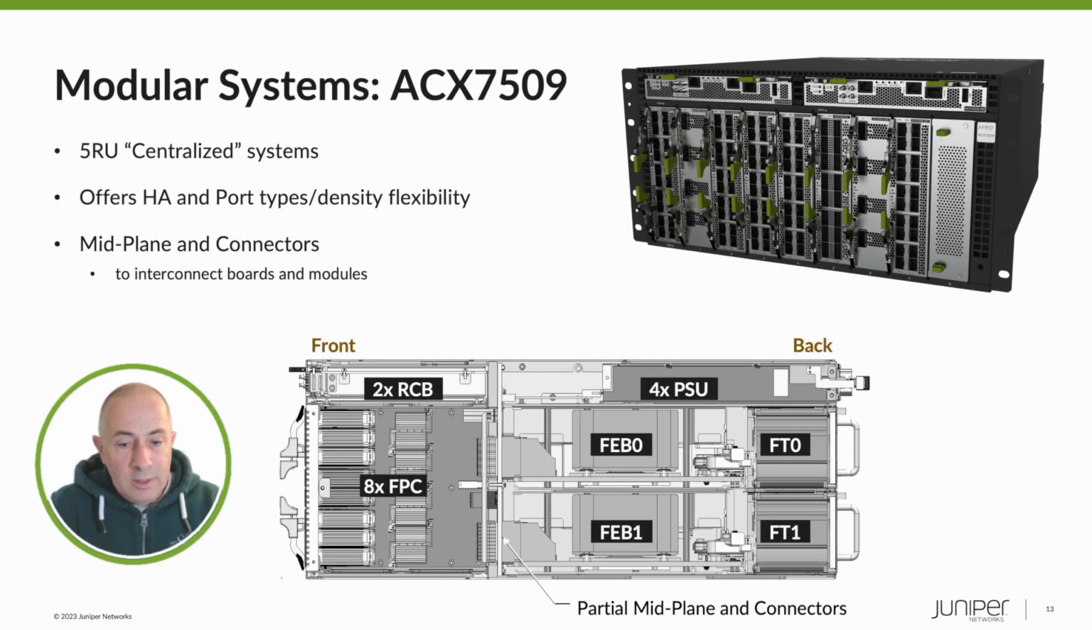So the first one, 7509, is a 5RU system, still centralized in the sense that we don't have 6 fabric cards, we just have 2 of them, we call them FIB. Then they are acting in active standby mode, 1+1 mode. We are showing a side view here where we can see the FIB are between the FPCs and the fan trays. We can populate the system with 8 different FPCs and they will be interconnected to a mid-plane through connectors.